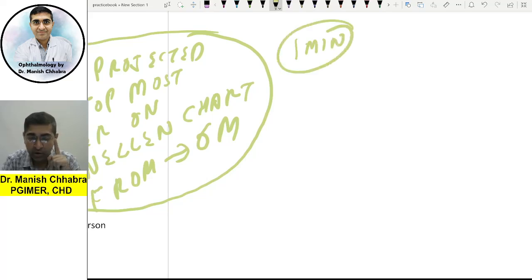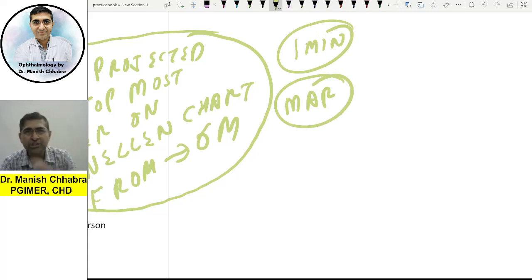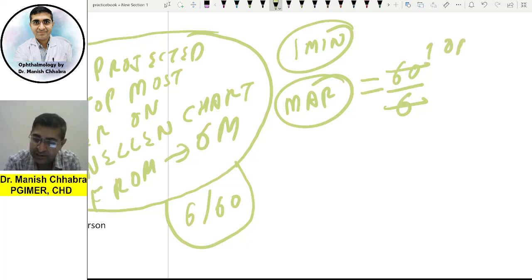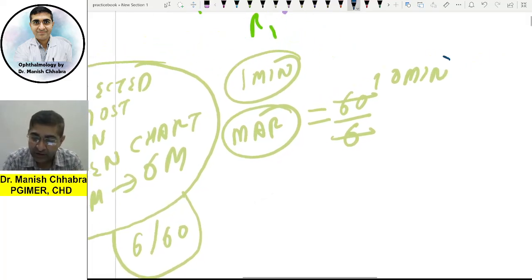Now if you want to derive the minimal angle of resolution of a particular patient, you simply invert the visual acuity of the patient. If the patient's visual acuity is 6 by 60, that means the patient is reading the topmost letter from a distance of 6 meters. That is why you say 6 by 60. So the minimal angle of resolution of a patient with visual acuity 6 by 60 will be 60 by 6, so it will be 10 minutes. That means each segment of the letter on the Snellen chart is projecting an angle of 10 minutes.